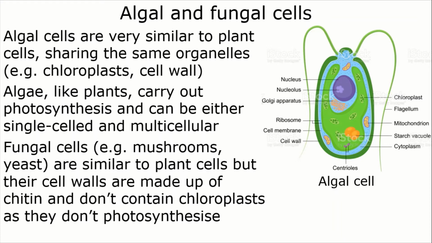Fungal cells, on the other hand, for example mushrooms and yeast, which are two very good examples, are similar to plant cells, but their cell walls are made up of chitin instead of cellulose. And fungal cells don't contain chloroplasts as they don't need to photosynthesize. Actually, many fungi use their roots and form what's called a symbiotic relationship with other surrounding plants. But that is a topic that will be covered in a much later video.